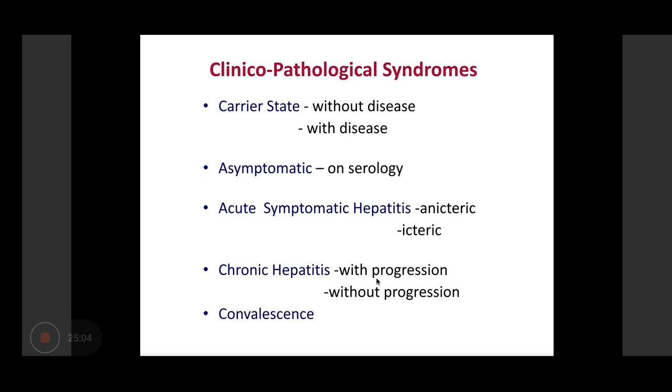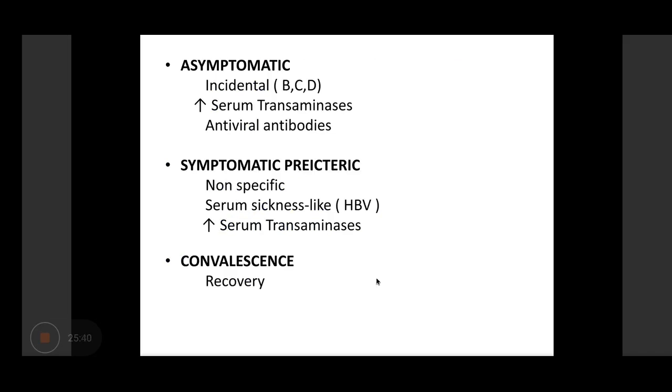So looking at the pathology, these are the various types of formats that one can see. The patient can have a carrier state without disease. The patient can be asymptomatic, but on serology you are detected. So he has the infection, but is asymptomatic. Then the patient can have an acute phase, which we discussed, the acute icteric. So like acute hepatitis, the person will present, or with chronic hepatitis, which will progress to cirrhosis and HCC, or it will not progress. Or the patient may just have a mild acute infection and be in convalescence.